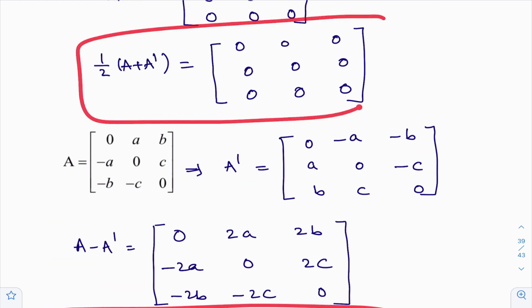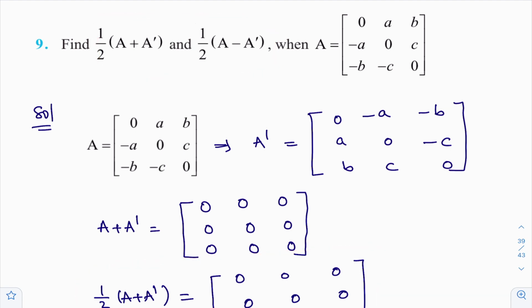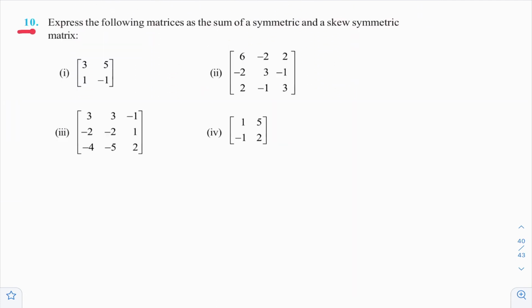Half into A plus A dash. In this question, they are asking us to calculate half into A plus A dash and half into A minus A dash, both calculated. I hope you are understanding. Observe this 10th question, what they are asking. Express the following matrices as sum of symmetric and skew symmetric matrix. Half into A plus A dash plus half into A minus A dash.